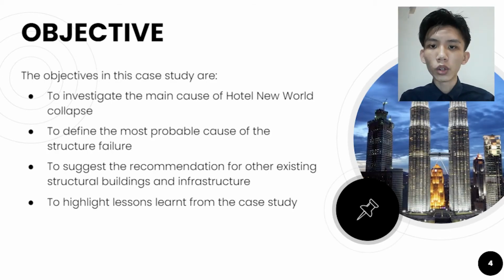Hi, I'm Go and I will continue to discuss the objectives of our case study. There are 4 main objectives. For the first one, we want to investigate the main cause of the New World Hotel collapse. For the second one, we want to identify the possible causes of the structural failure. Third, we want to suggest recommendations for existing structures or infrastructure. And the last one, we want to highlight the lessons learned from our case study.